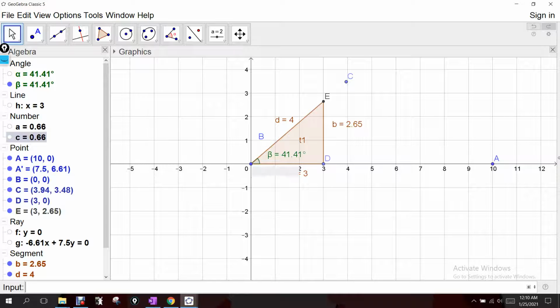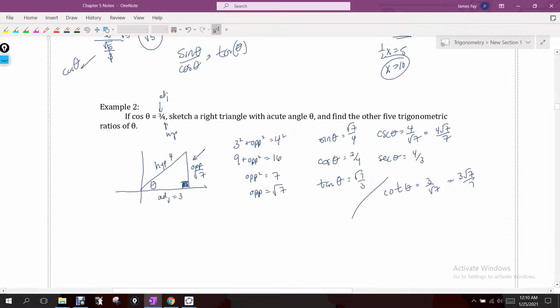So hopefully I've got the cosine, I've got the sine, then obviously the tangent. If those two things are true, then the tangent's going to be true, the secant, the cosecant, the cotangent are going to be true. So this theta, if it were 41.41 degrees, these 6 trig ratios would materialize.